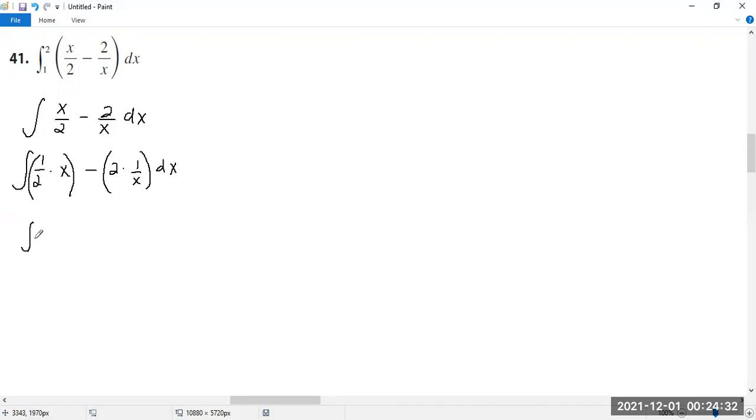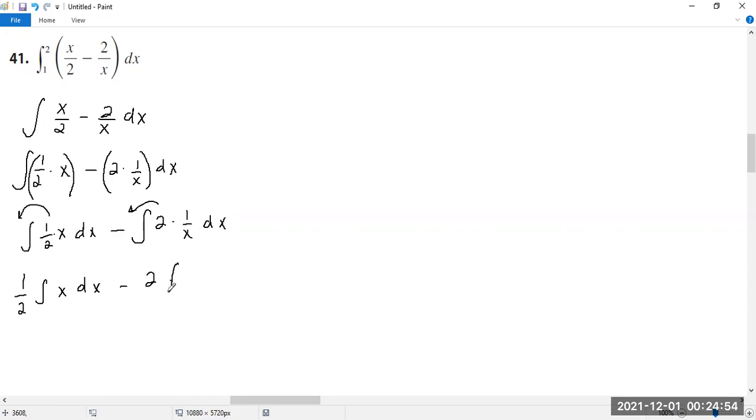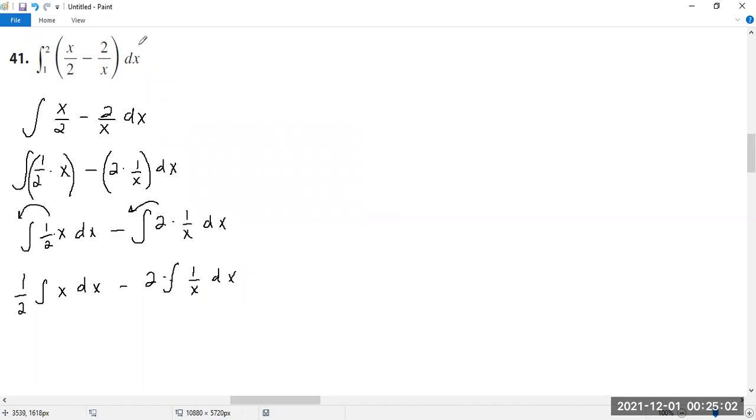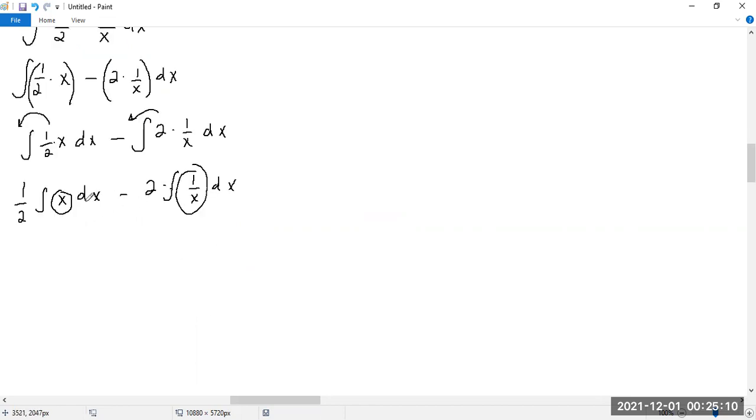And so I'm essentially taking the integral of 1/2 x dx minus the integral of 2 times 1/x dx. I can actually pull these constants out too. So I can say this is 1/2 times the integral of x, minus, I can pull that constant out as well, 2 times the integral of 1/x dx. And so you see how this is what we were given, and now because we've rewritten this process, all we have to really do is take the integral of x and 1/x and then just multiply them by their constituent constants.